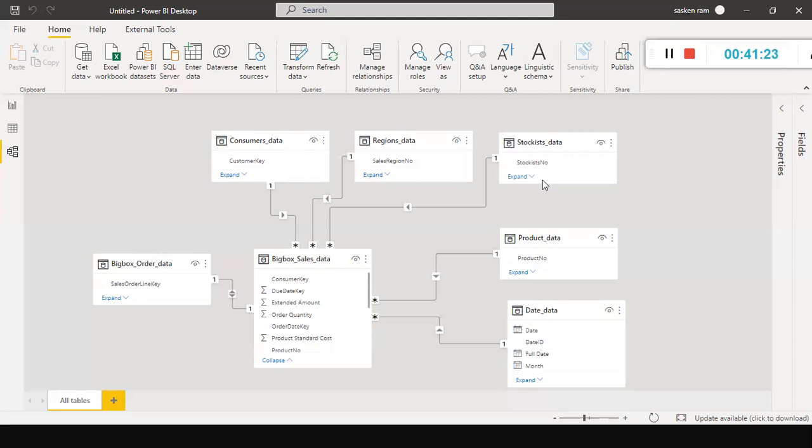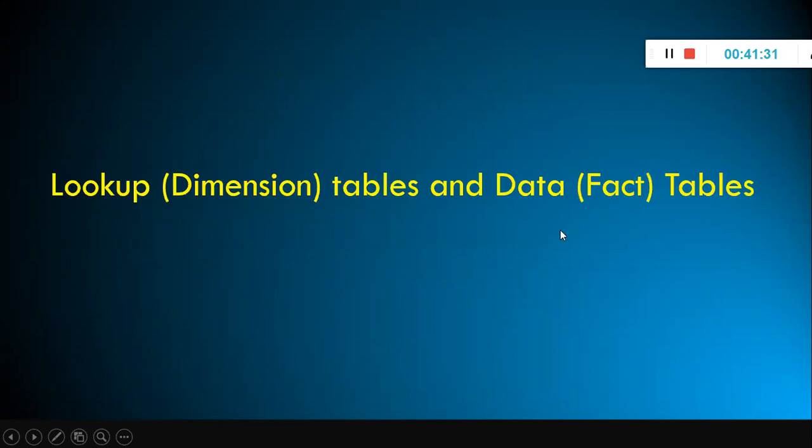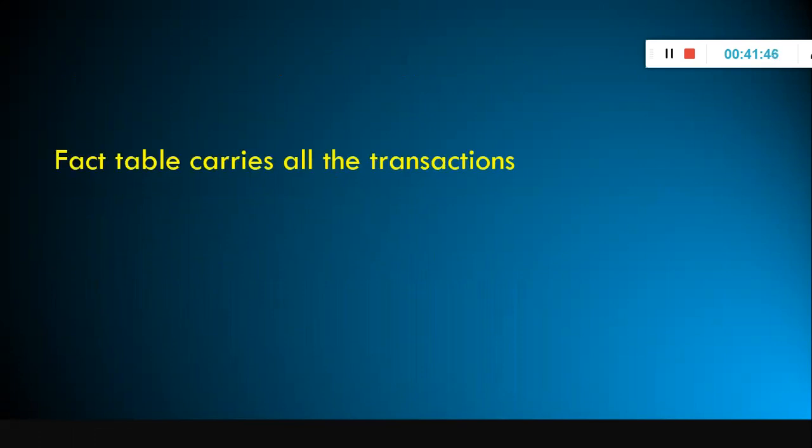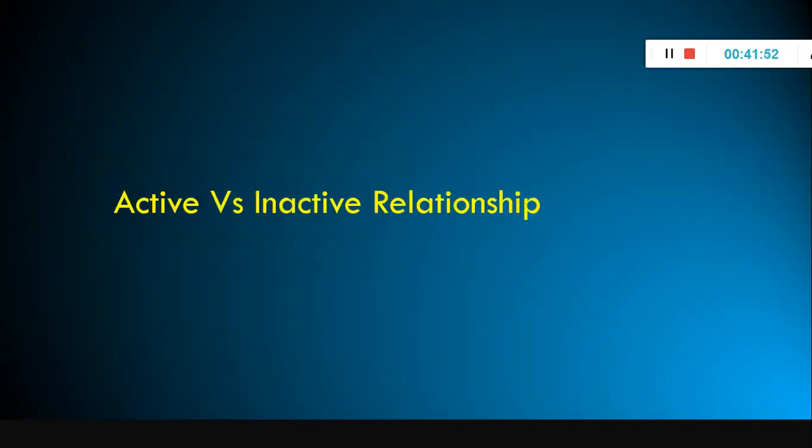Next, we will move on to the slide. So these are the things that we did. We did everything perfectly fine. Now you understood what a lookup table is. Lookup tables are nothing but dimension tables, and the transaction tables are nothing but your fact tables. In our case, the big box sales data is the fact table. The fact table carries all transactions. The lookup table carries all the filtering information.